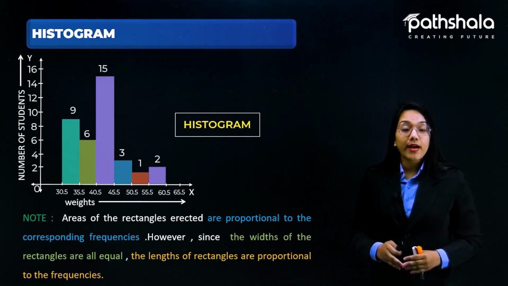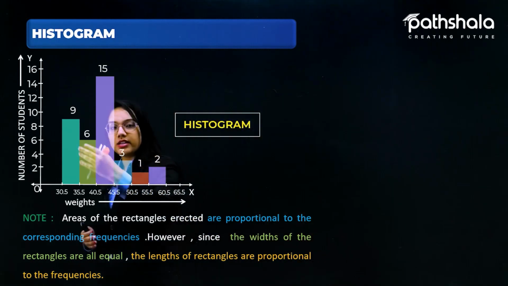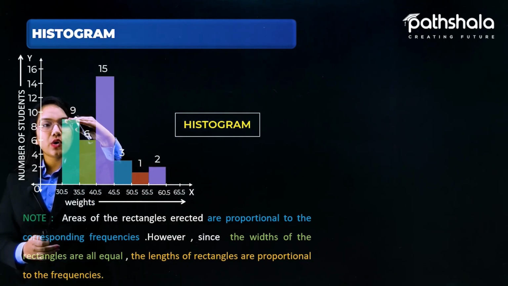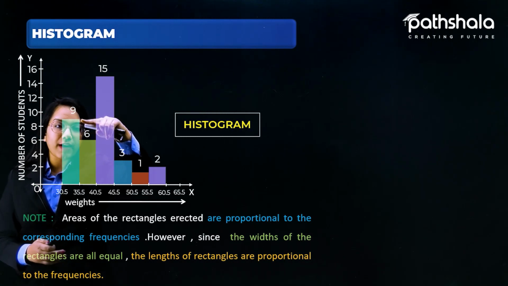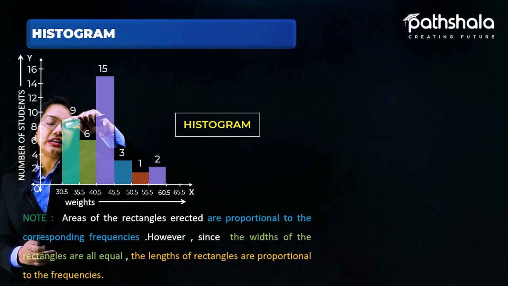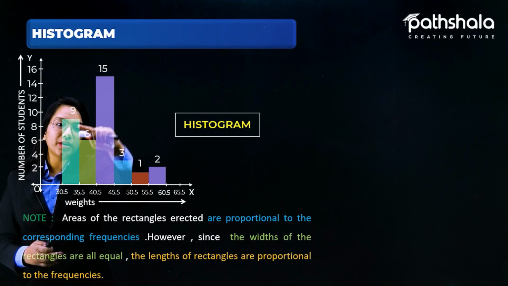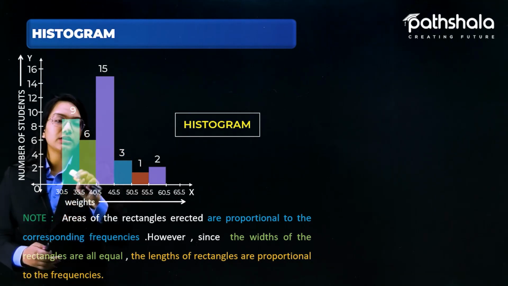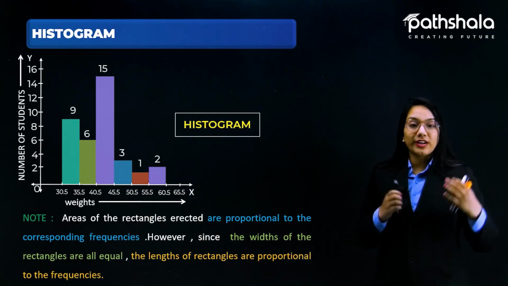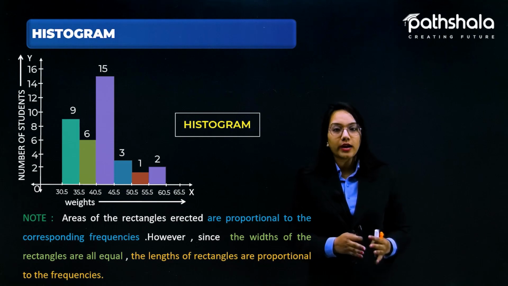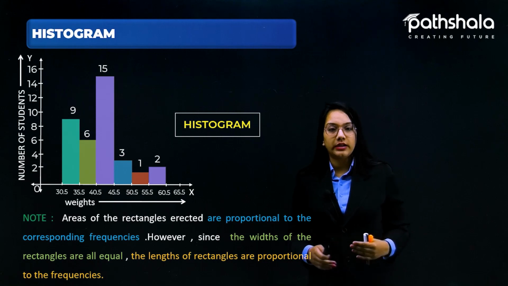What does it mean? Let us suppose I take this rectangular bar having the frequency 9. If I talk about its width, I take its width as 5, and its height is definitely 9. So we have the length as 9 and the breadth as 5, because we know that the class size is 5. So if I take its area, the area would be length into breadth. Whatever we get is proportional to the corresponding frequency. So this is a very special note related to the histogram.